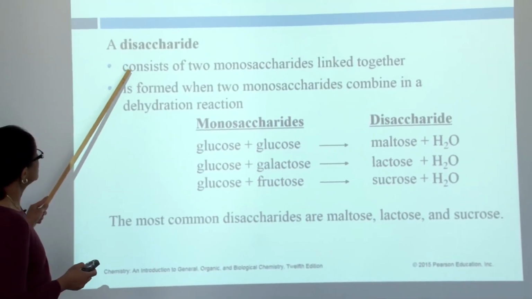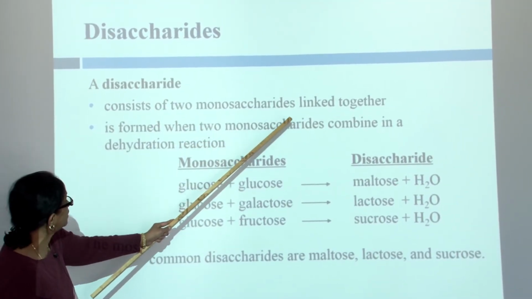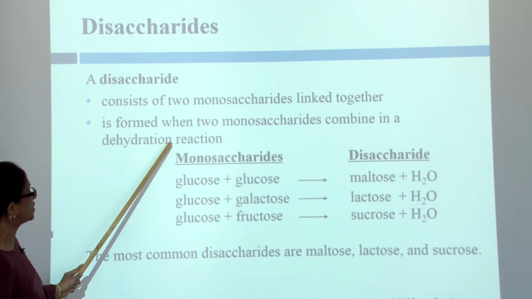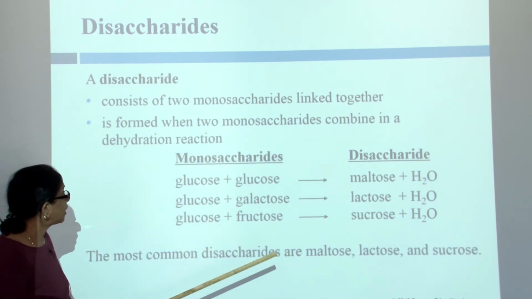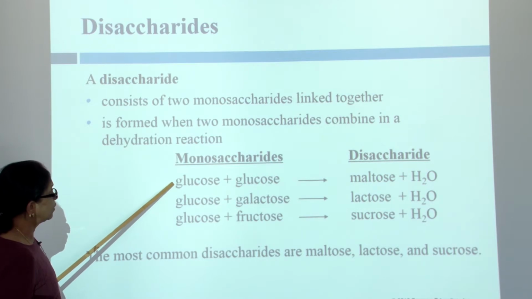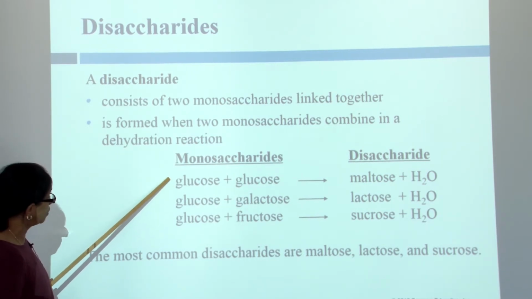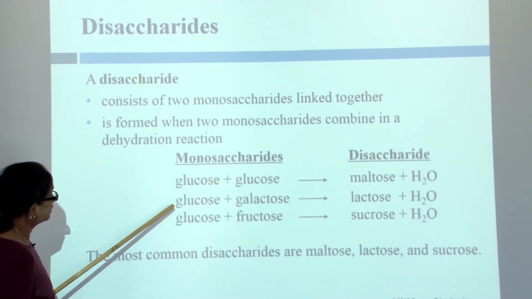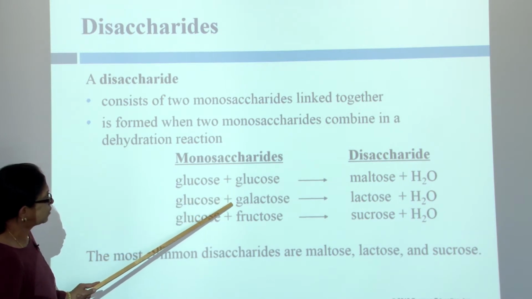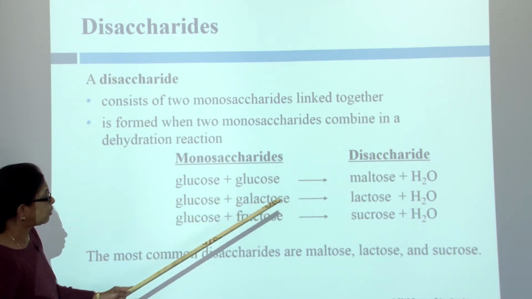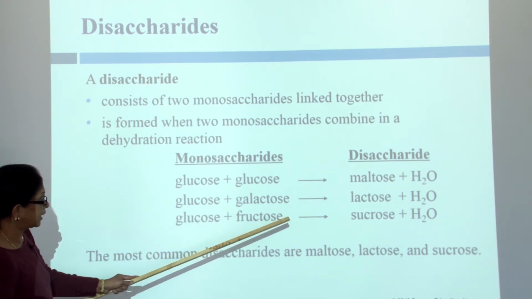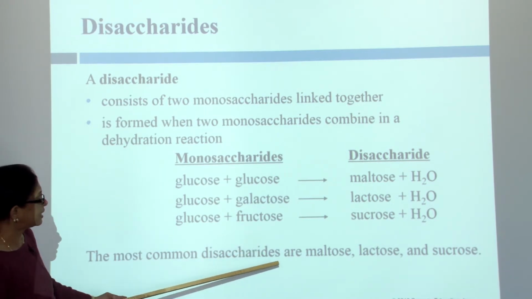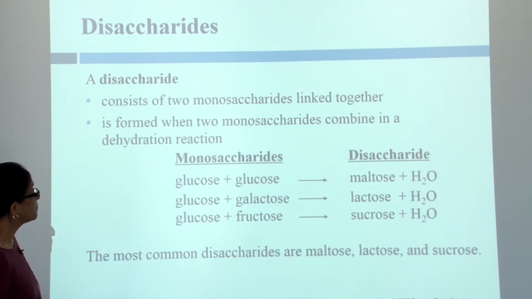A disaccharide consists of two monosaccharides linked together and is formed when two monosaccharides combine in a dehydration reaction, the elimination of water. When two glucose molecules combine, you get maltose, with a water molecule eliminated. When a glucose and a galactose connect, you get lactose, with water eliminated. Glucose and fructose give you sucrose, and a water molecule is eliminated. The most common disaccharides are these three: maltose, lactose, and sucrose.